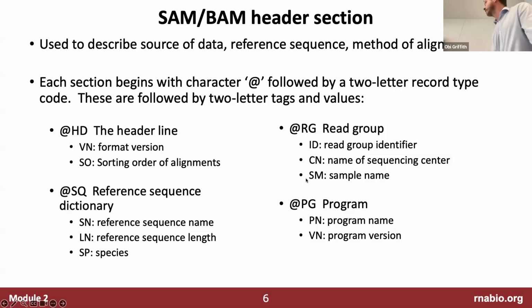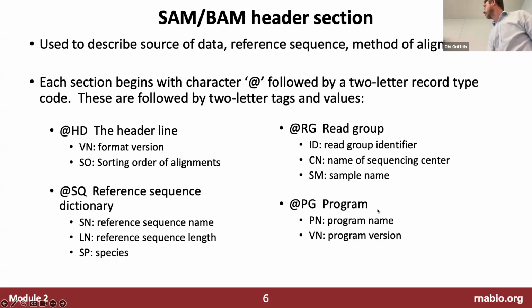Then there's read group information. This will tell you something about the sample. A lot of this information comes from the FASTQ read names, right? It's preserved in the BAM file. Like what instrument was it sequenced on, what sequencing center, and then information about the sample. Is there a sample name or a library name?